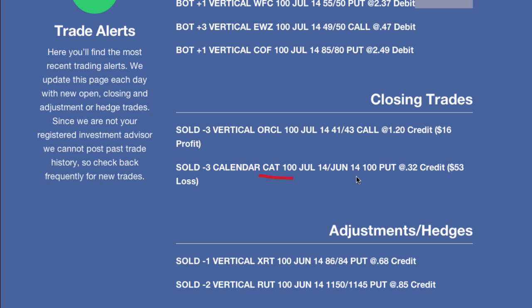So Caterpillar, we did have an opportunity to close out this trade earlier this month, but just couldn't get the fills in the market, and that's just sometimes how it goes. But we went ahead and sold back to the market our 3 calendars that we had for July, June, and the 100 put strike. Caterpillar just continued to move higher with the general market. So we went ahead and sold that back for a little bit of a credit so that we didn't take a full loss on it. Ended up with a $53 loss on each of those spreads.